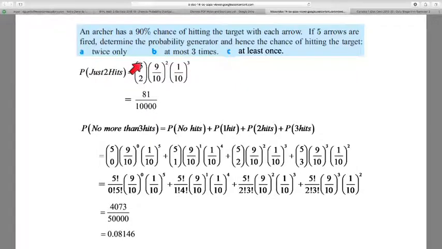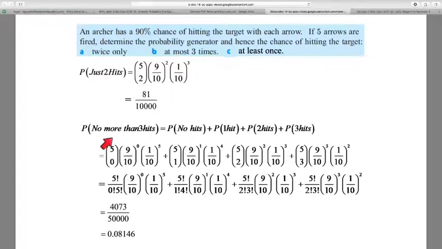So we have 5 choose 2 hits, 9/10 probability of those 2 hits landing, and then a 1/10 probability of those 3 hits not landing. Gives you this very small number. Dude's going to hit more than twice, you can be sure of it. At most 3 times, which means basically he can hit the target 3 times, 2 times, 1 time, or not at all. The most he can hit it is 3 times.